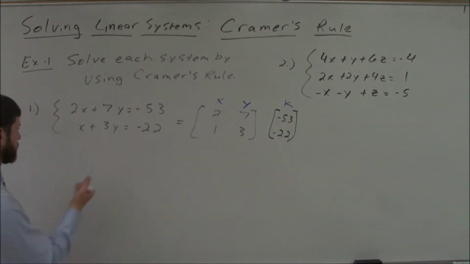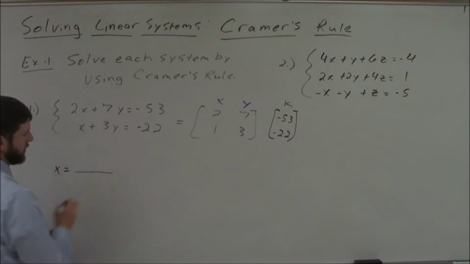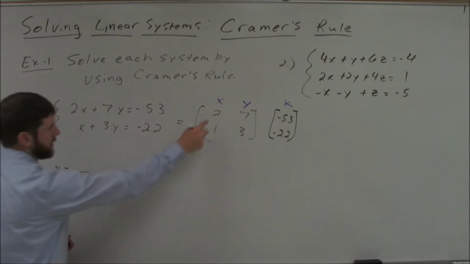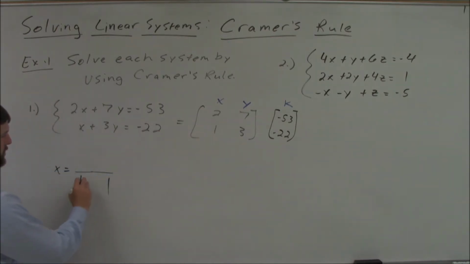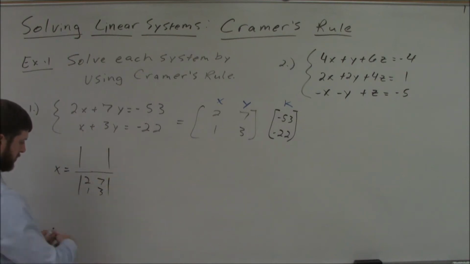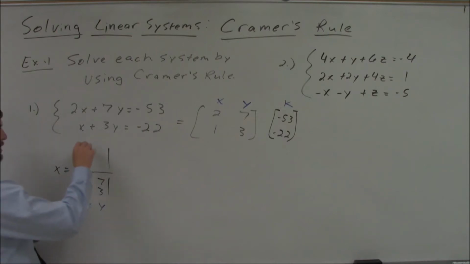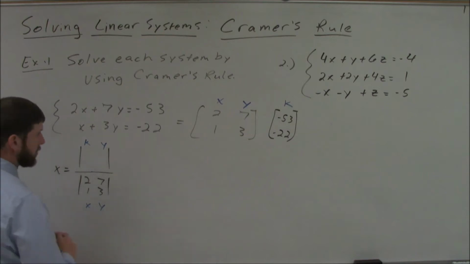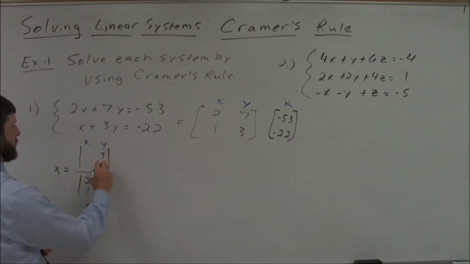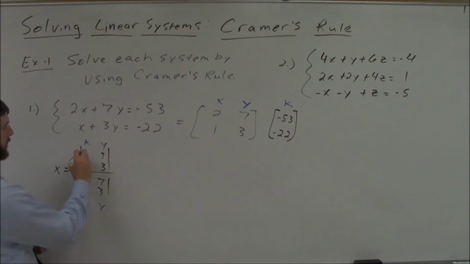And then we just set up Cramer's rule. Cramer's rule tells us to get the X value, it's going to be a fraction. Denominator is the determinant of the coefficients, 2, 7, 1, 3. Numerator, since I'm solving for x, instead of it being x y, I replace the x and leave the y. Replace what you're solving for. So the y's are still 7, 3. The constants are negative 53 and negative 22.